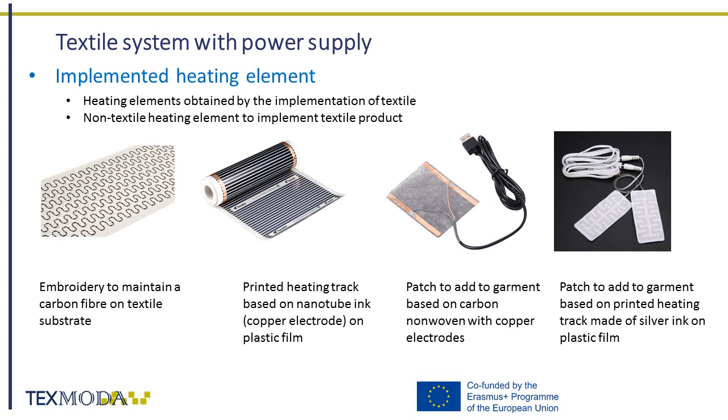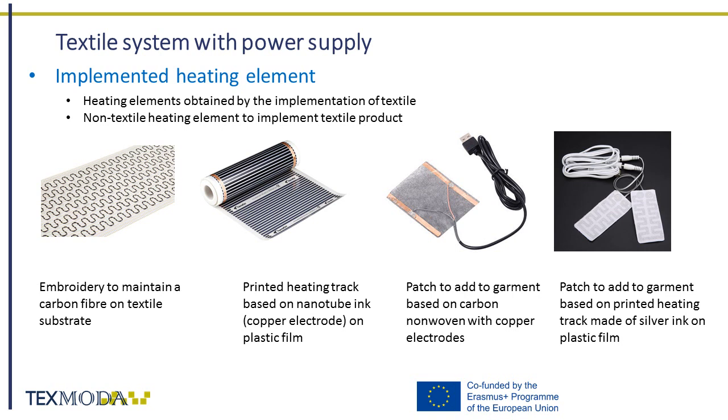This part is about heating elements obtained by the implementation of textile by conductive materials, and also non-textile heating elements to implement in a textile product to finally get heating function. The first example is embroidery to maintain resistive carbon fiber on textile substrate. In this case, the product is 100% textile. The second example is printed heating track based on nanotube ink on plastic film.